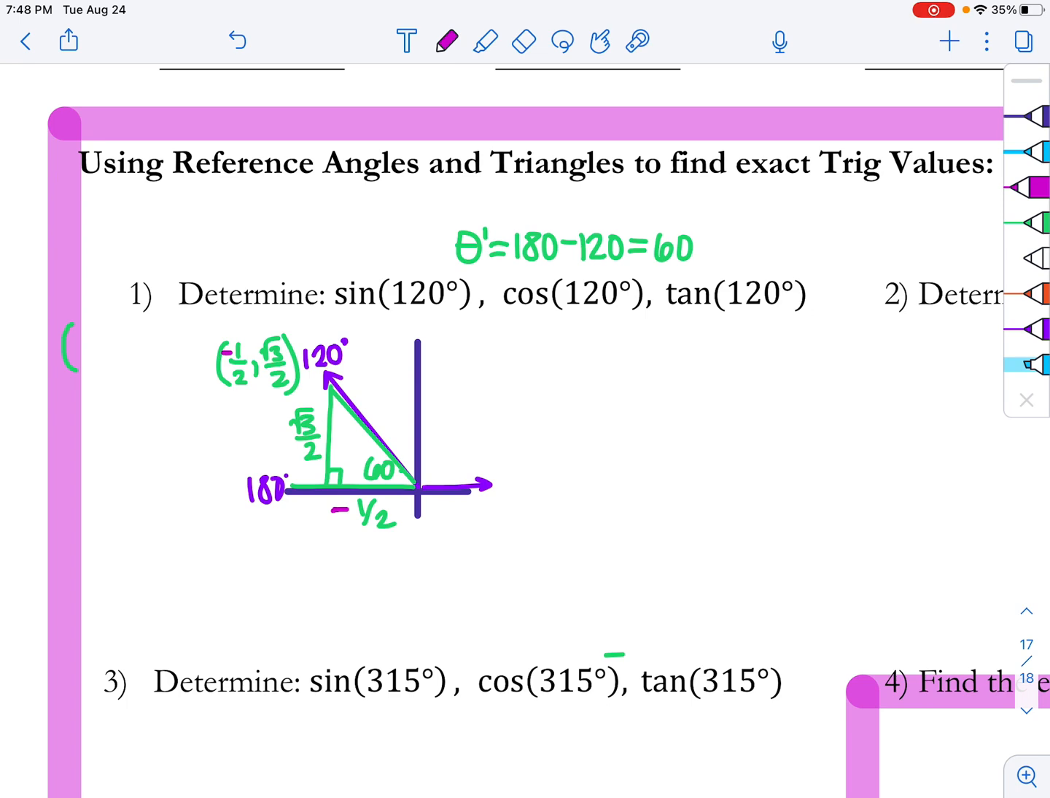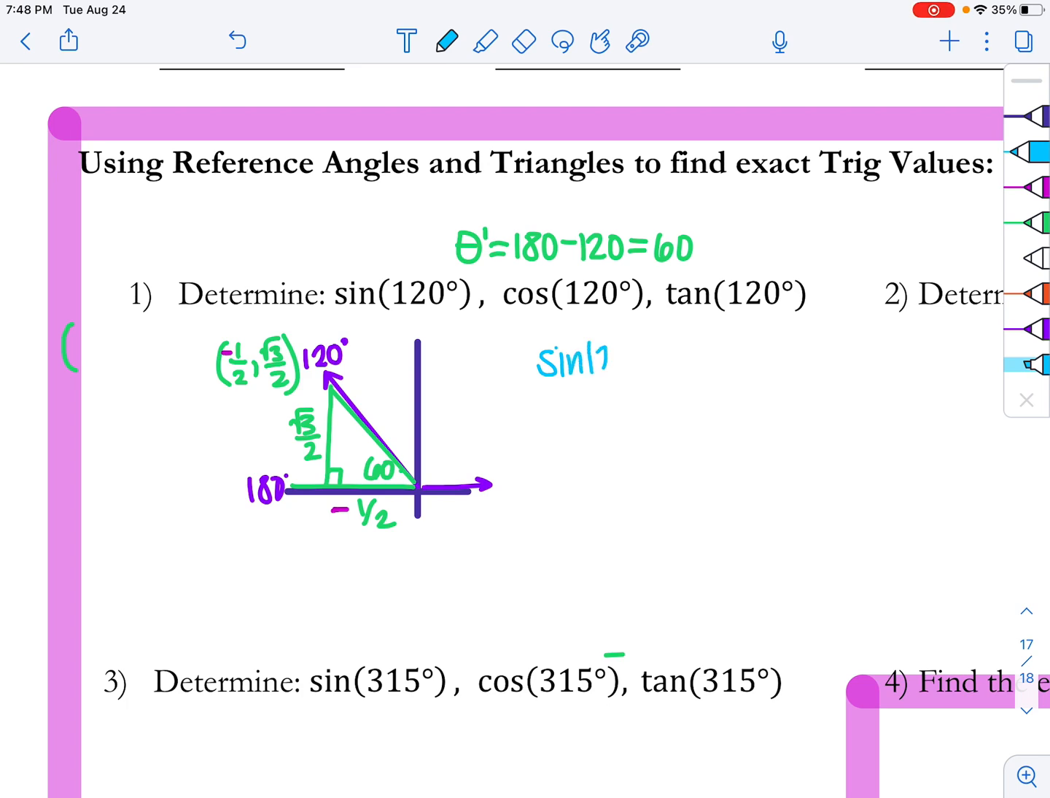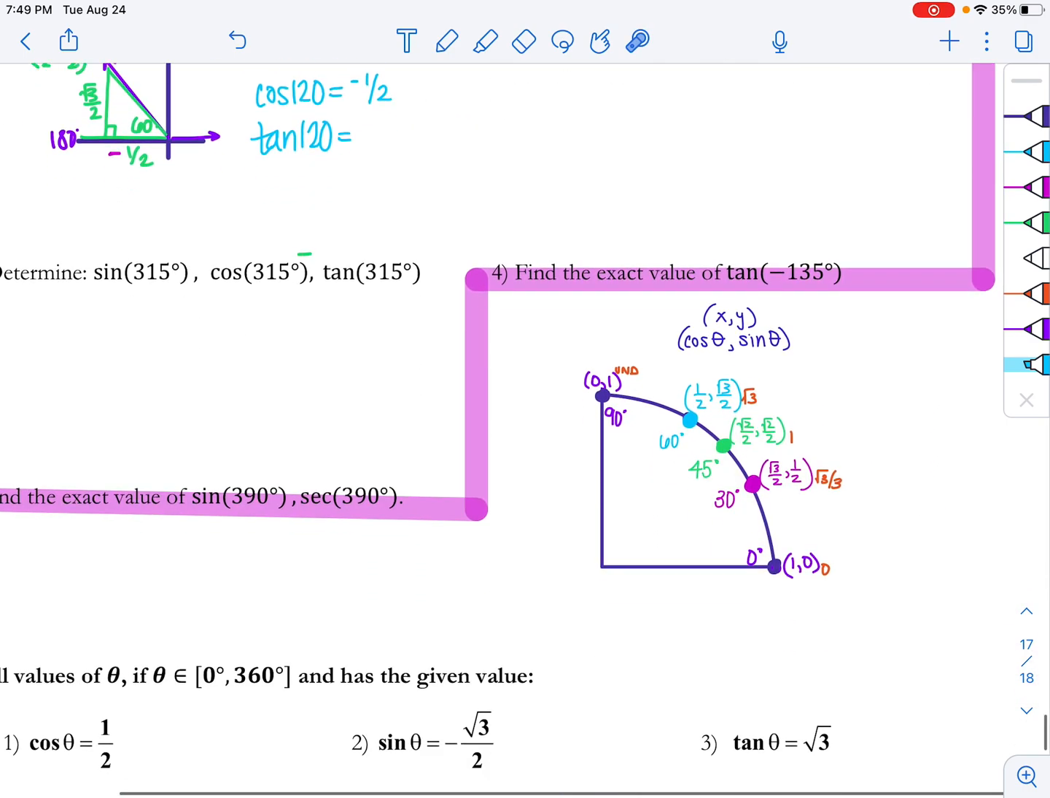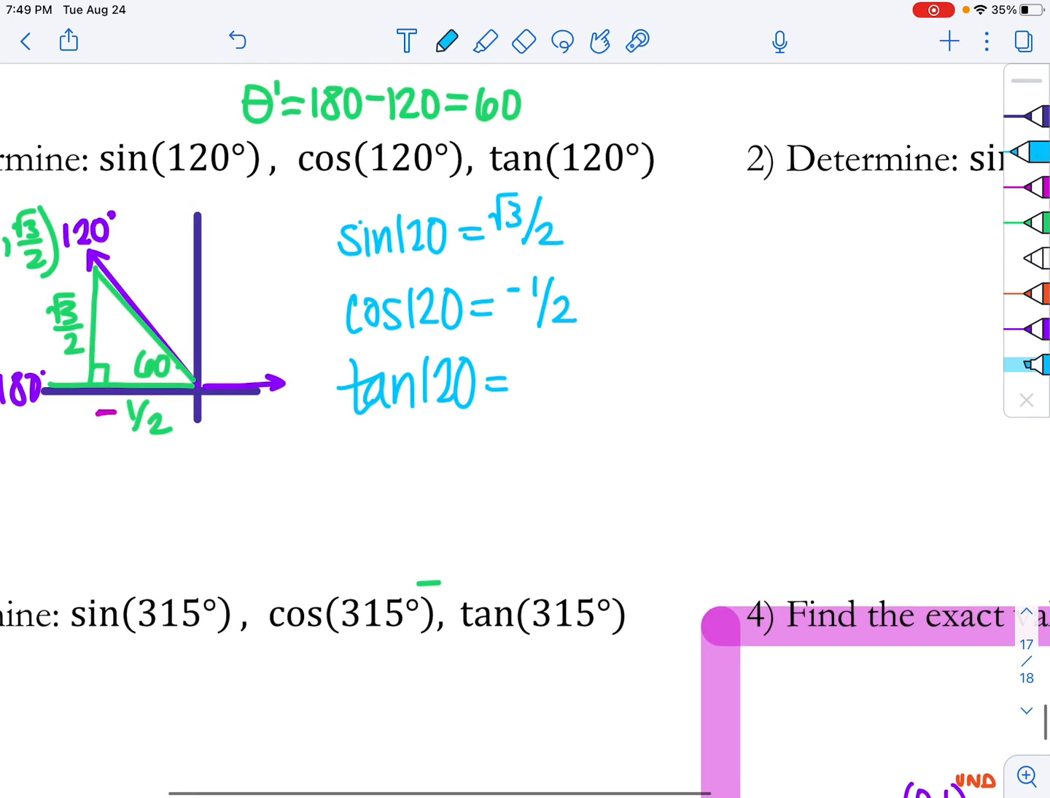So now we can evaluate and say that the sine of 120 is the y value, √3/2. We can say the cosine of 120 is the x value, -1/2, because we remember in the second quadrant, cosine's negative. And then we can say the tangent of 120 is the same as the tangent of 60. If you don't remember, look back. The tangent of 60 is √3. And then we just have to remember, in the second quadrant, tangent is negative.